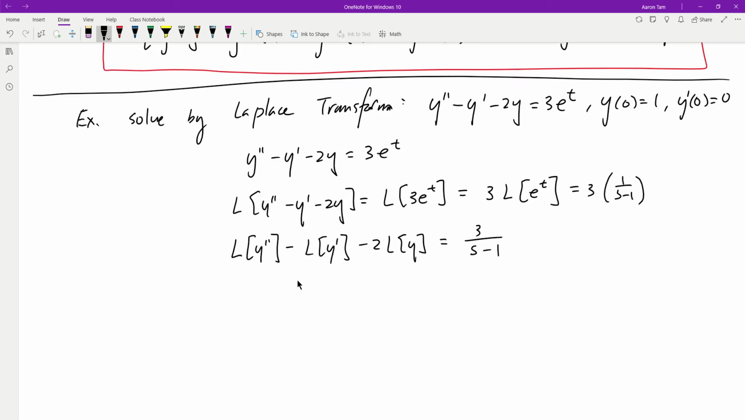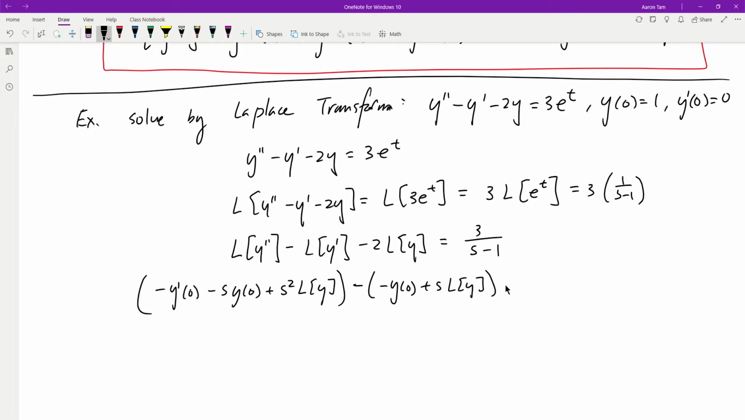So let's start with the y double prime. The Laplace transform of y double prime would equal negative y prime of 0 minus s y of 0 plus s squared Laplace transform of y, minus Laplace transform of y prime. So that would be equal to negative y of 0 plus s Laplace transform of y. And then minus 2 Laplace transform of y, and that's equal to 3 over s minus 1.